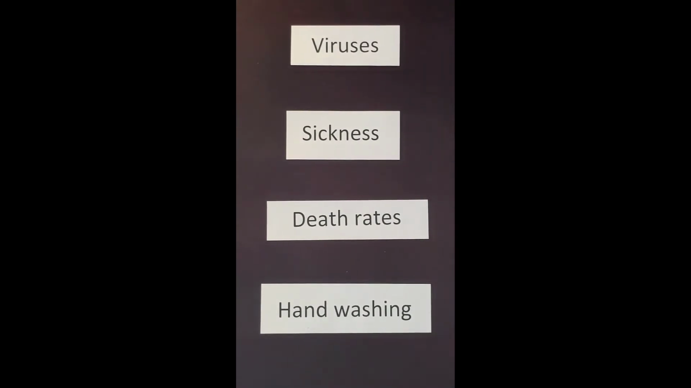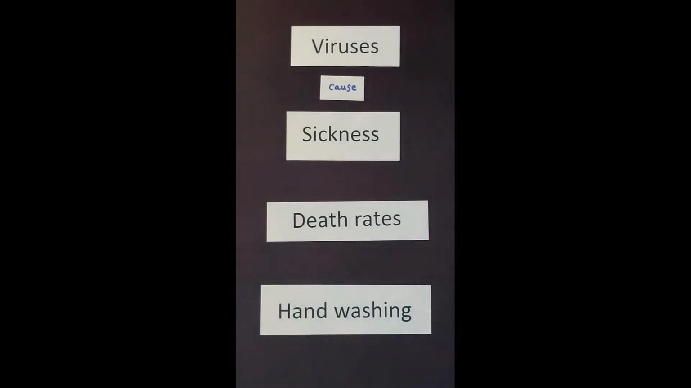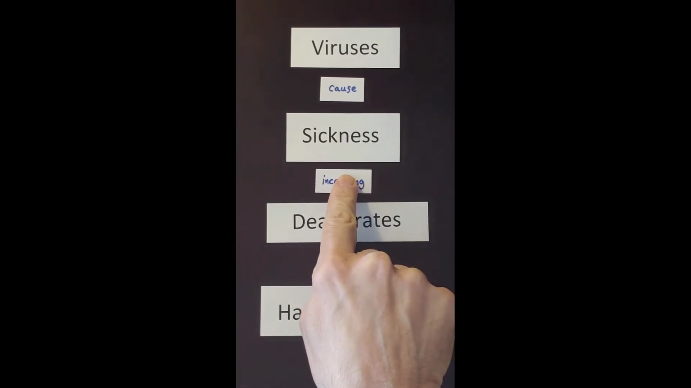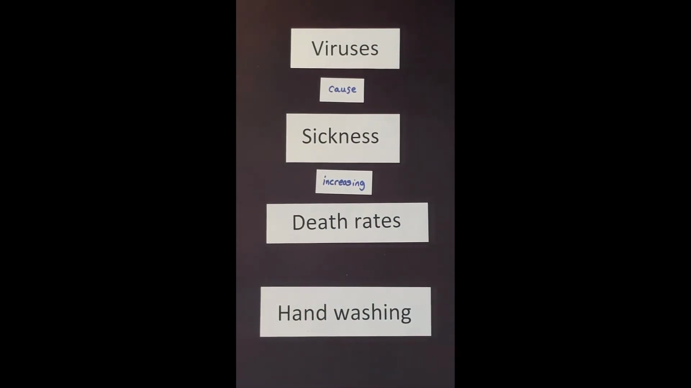Okay, so here's how I thought it went together. I thought that viruses cause sickness, and sickness is responsible for increasing death rates, and it can be reduced by hand washing. So viruses cause sickness, increasing death rates, reduced by hand washing. What were your link words like? Were they purposeful and expressive?